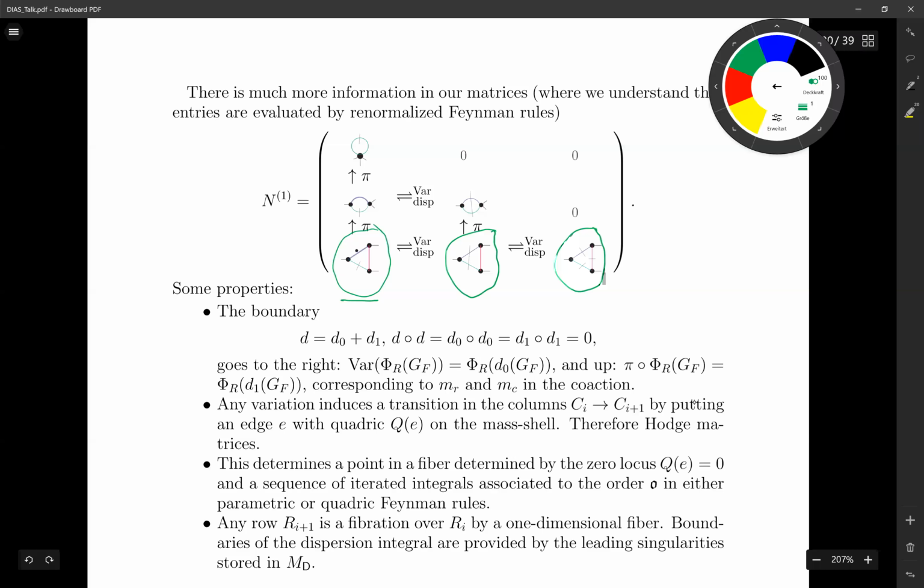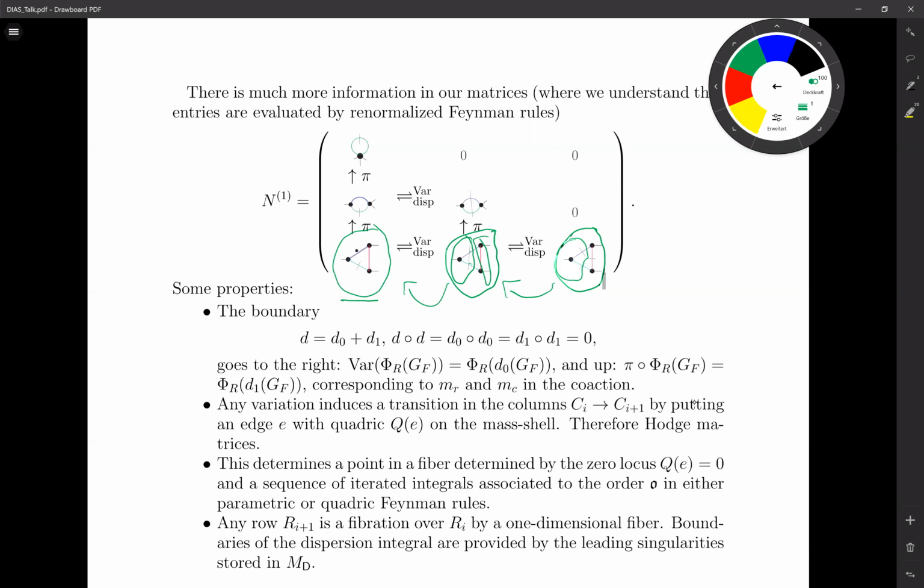In the best of all worlds, you can invert this map and go back, have a dispersion relation, and you can actually see, this part is here and the same part is here as well, just those two edges on the mass shell. So the only difference is that the red edge is on the mass shell here and not on the mass shell here.